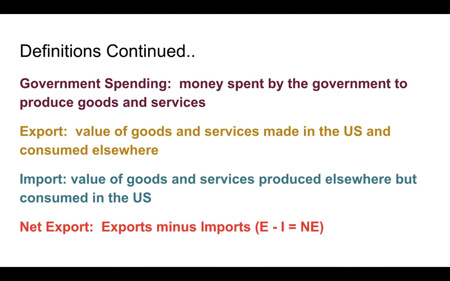Net export, which we do count in GDP, is exports minus imports. If this number is a positive number, then you have an export surplus, which is generally looked on as good. The United States does not have an export surplus. We have an export deficit, which means we bring in a lot more than we send out.